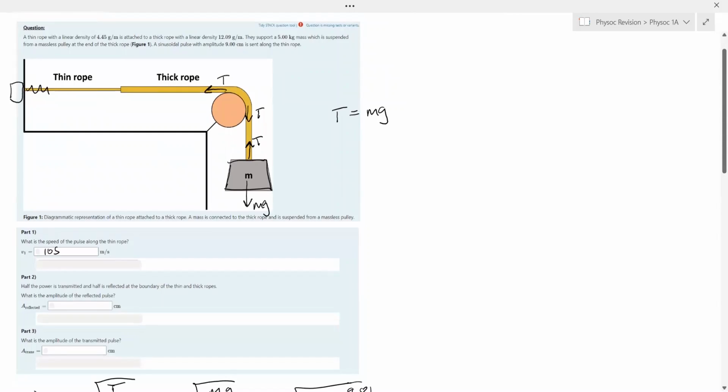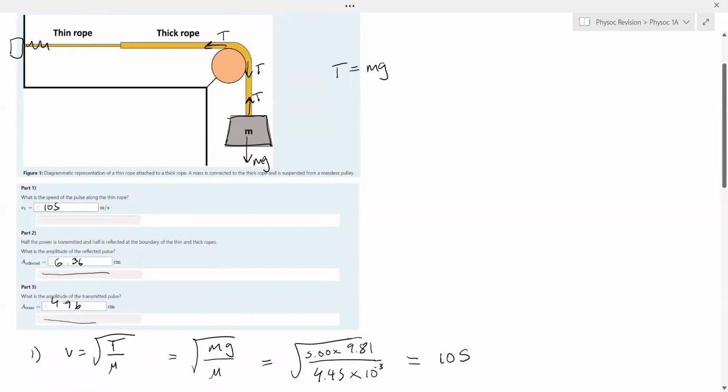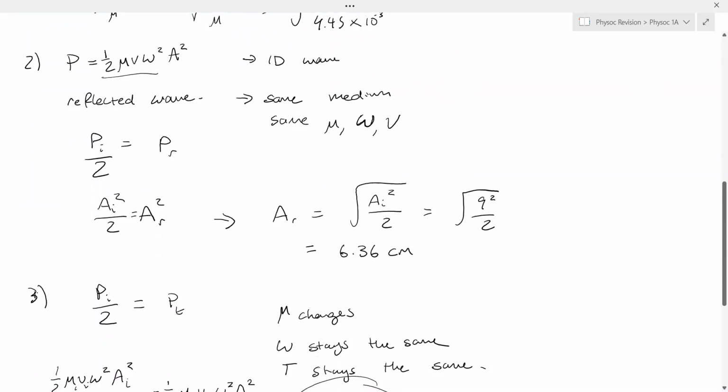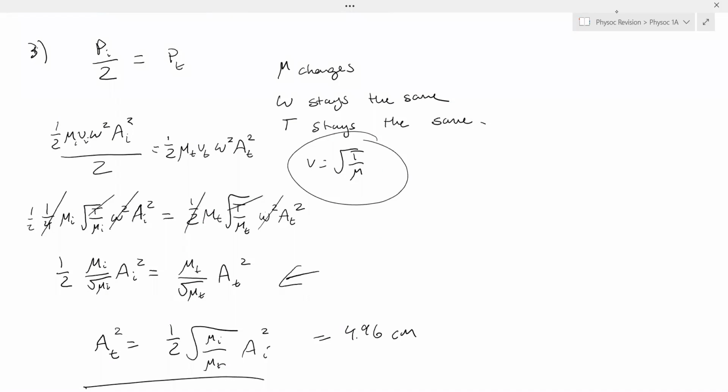So just quickly going through the end of this, this was 6.36 centimeters, and this was 4.96. So we did see that our initial wave had an amplitude of 9 centimeters, and then most of that was reflected, but some of it also went through as a transmitted wave. So that's the answers for parts 1 and 2. If you want to take a final screenshot there, and then part 3.